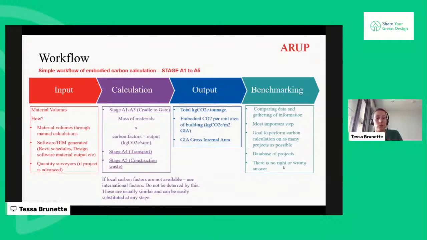This really, as I've said before, and I'll say it a lot, is the most important part of this process, because it's only once we understand what this number means in terms of benchmarking that we can then start at the beginning again and do better.